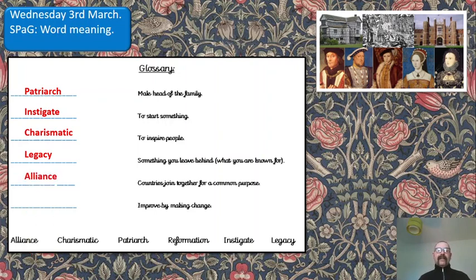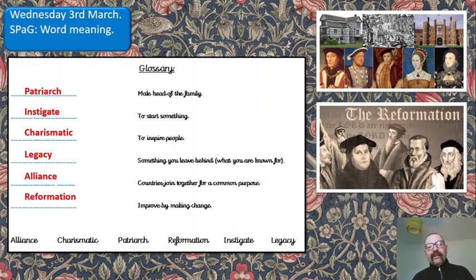When we did our topic on World War One, the Great War, we talked about allies and alliance, about countries working together or fighting together for a common purpose. They believe in the same thing. And the last one, it has to be reformation, and that's to improve something by making a change. So Henry was known for the Reformation. In fact, you could say that was his legacy, what he left behind.